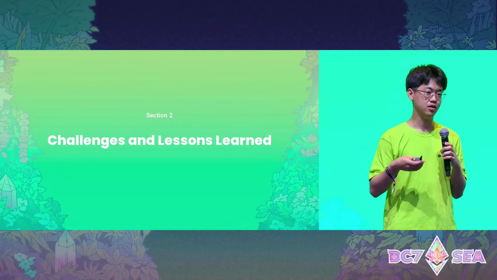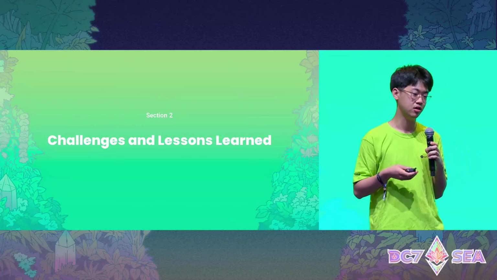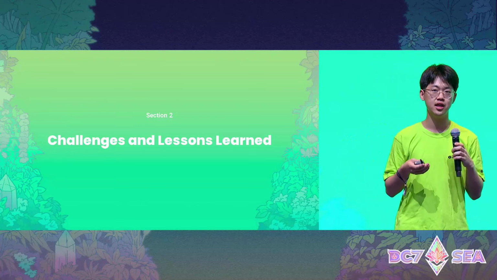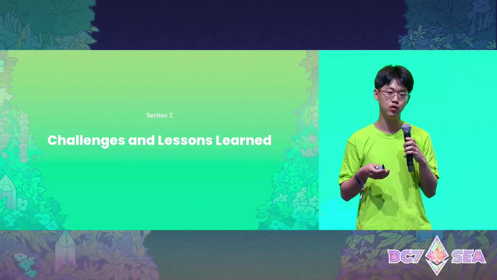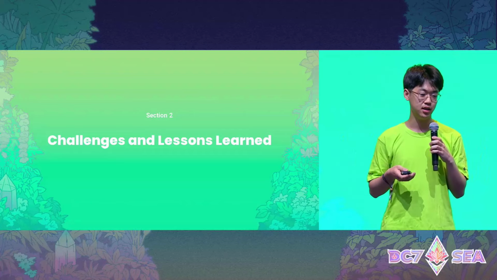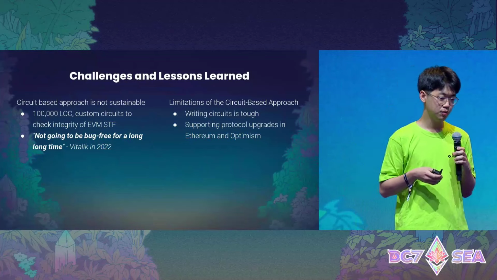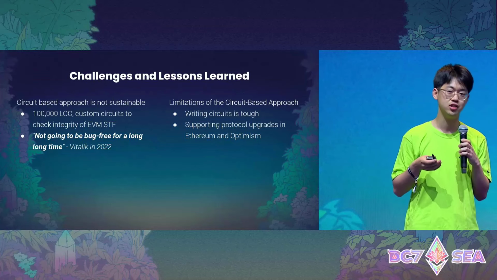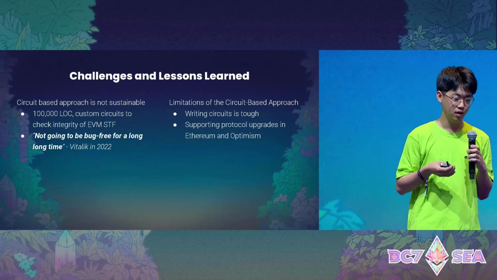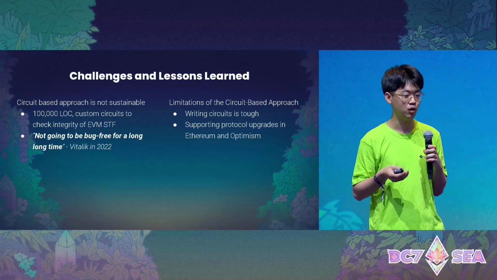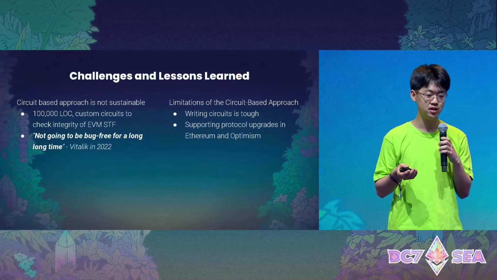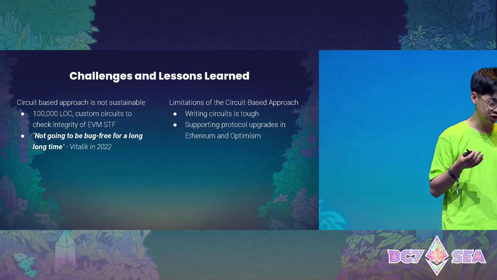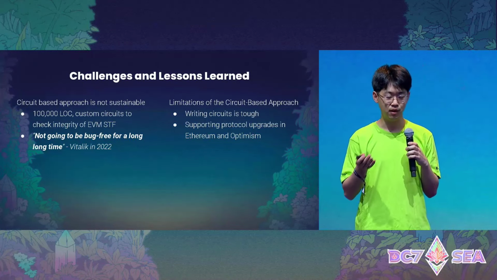We've looked at our achievements since the mainnet launch, and now I would like to share some lessons learned and challenges that we've experienced building ZK fault-proof systems in our mainnet. The very important fact that we learned is that the circuit-based approach is just not sustainable. We currently have about 100K lines of code for custom circuits. We have to write it in a circuit language like Plonkish, and it's very, very hard to write, debug and verify.